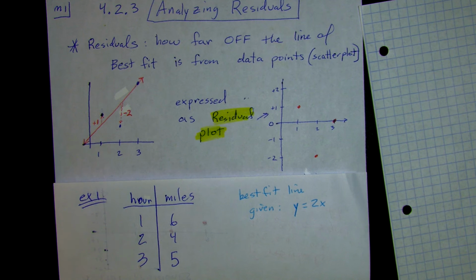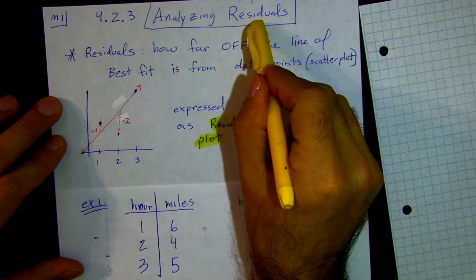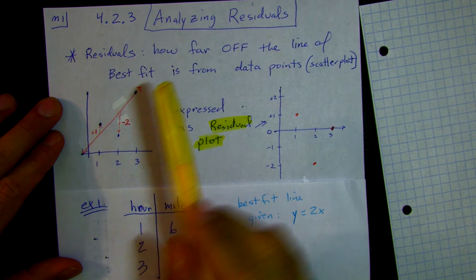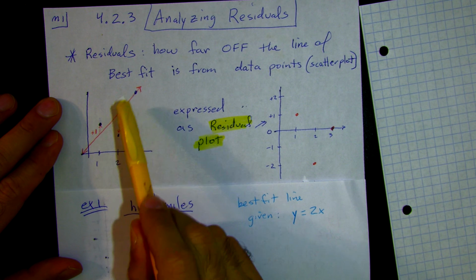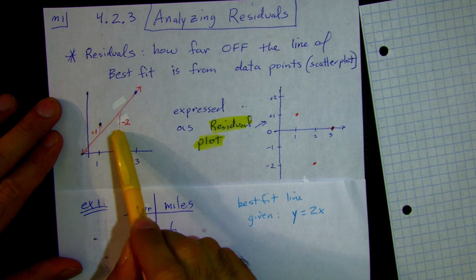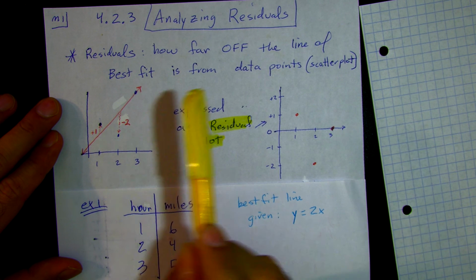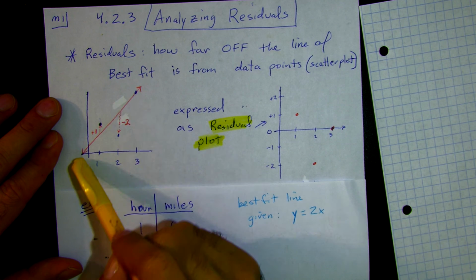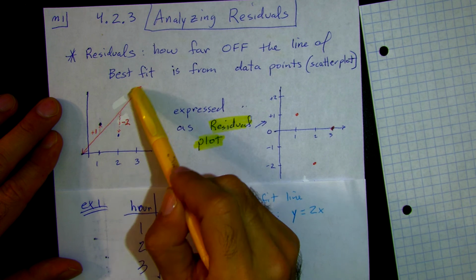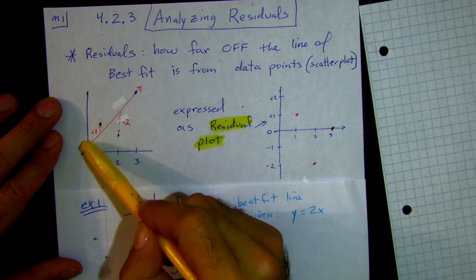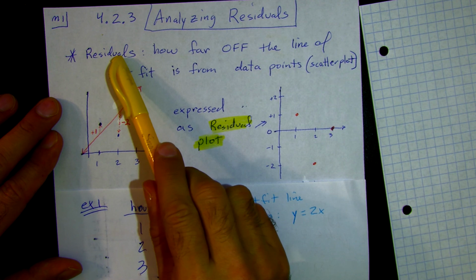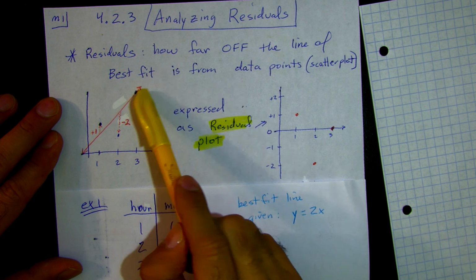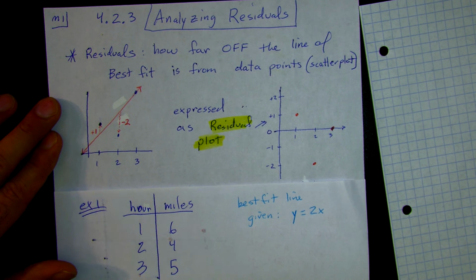All right. So what we're looking at today are residuals. So far, what we've been talking about are given a scatter plot. See the dark points here? That's the data points. And we are given this best fit line. Here we're given a best fit line, but sometimes we've had to find it. And what a residual is, is how far off the line of best fit is from each data point.